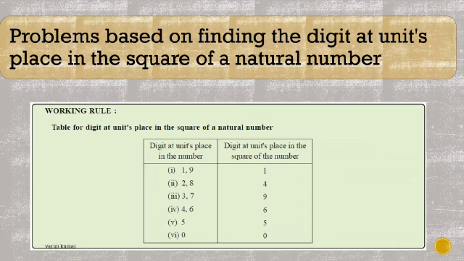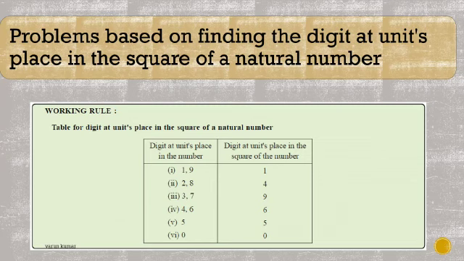Next is 2, 8. If a number has 2 or 8 at its unit place, then we get 4 at the unit place of the square. Example, 2 into 2 is 4, 12 into 12, how much? 144. We see we always get 4 at the unit place.